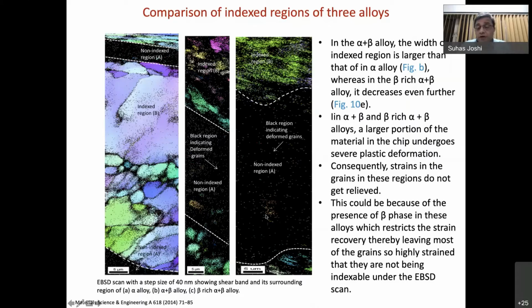What this means is that a large number of grains, when you are machining, are getting strained beyond their plastic limits, so that they don't recover back. Their strain recovery is very limited. Which means that the material undergoes excessive plastic deformation while it is getting formed.